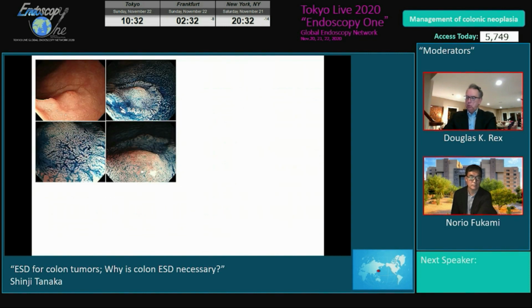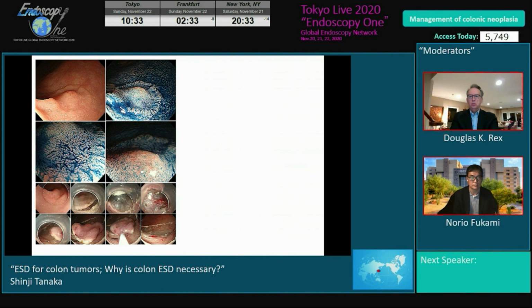I will show you one case. This is a 2A plus 2C lesion with central elevation, 25 mm in diameter. The central elevated part shows irregular pit pattern, so we can diagnose this lesion as carcinoma.